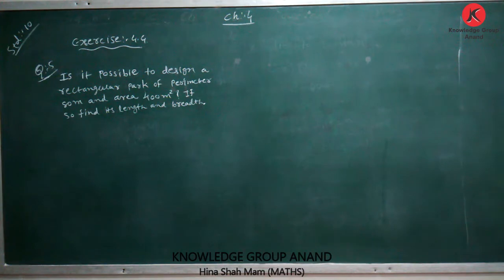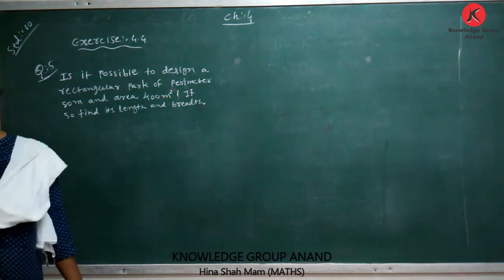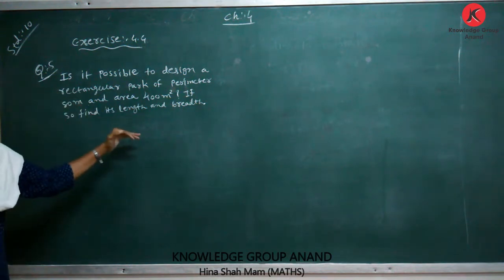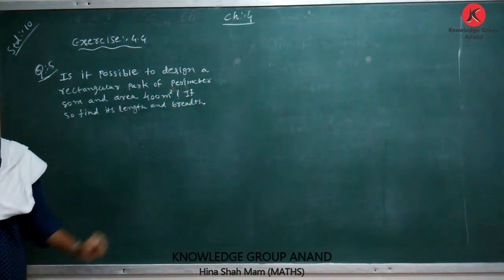Question number 5 of exercise 4.4. Is it possible to design a rectangular path of perimeter 80 meter and area 400 meter square? If so, find its length and breadth. Is it possible? The rectangular path, its perimeter is 80 meter. And area is 400 meter square.